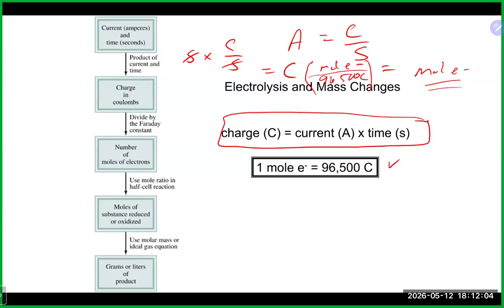Now, this is where the half reactions come into place for your anode or your cathode part of your electrolysis cell. In your half reactions, you will have something like a metal and maybe 2 electrons or something like that. And you will use the half reaction to figure out the moles of electrons to the moles of whatever you're interested in, be it, say, sodium, be it calcium, be it whatever it may be.